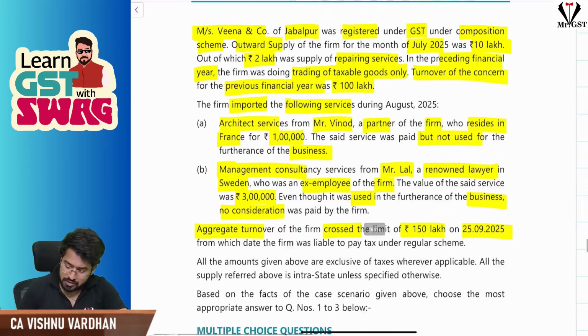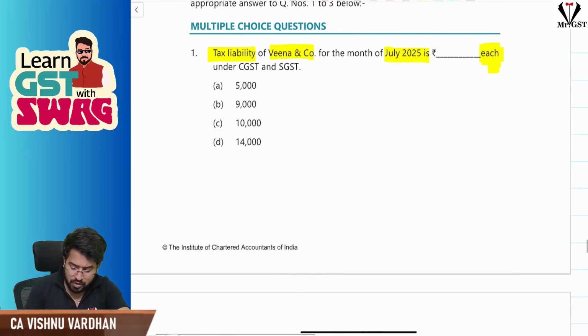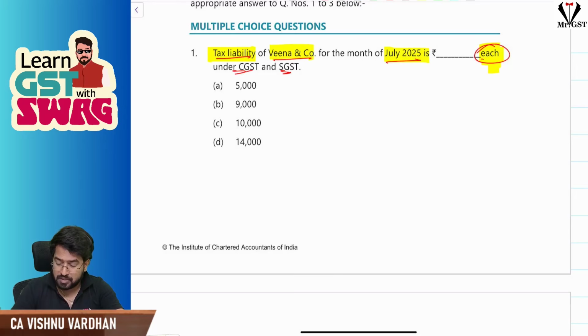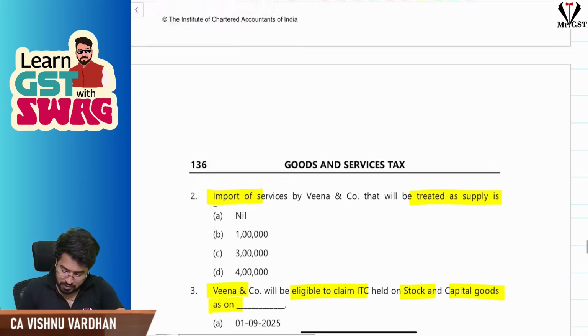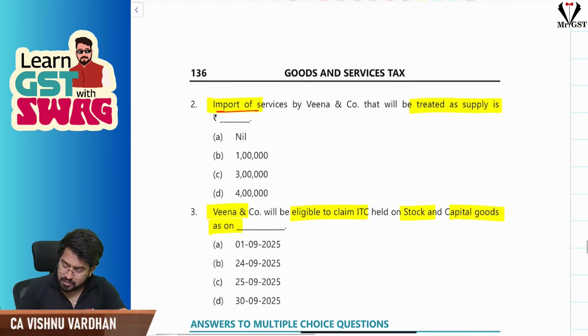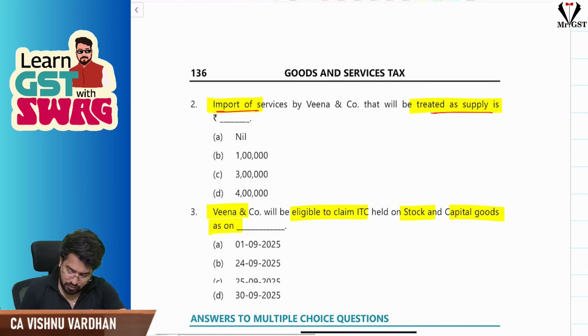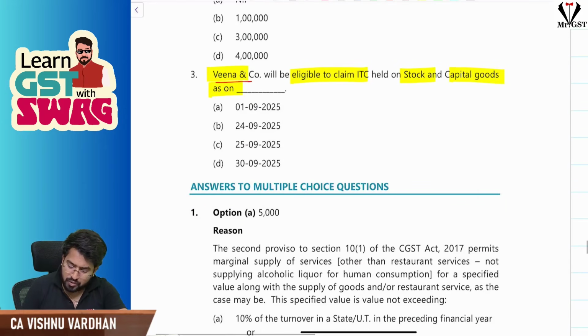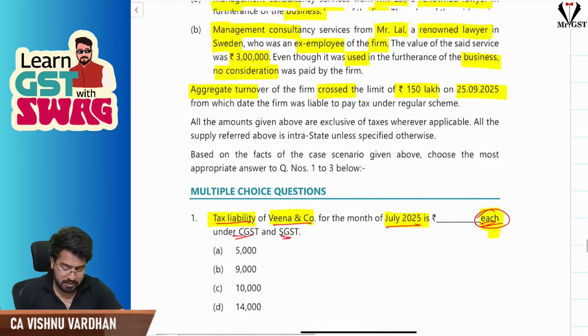So next, in this case scenario, if you see the questions, simple, a small case study. Tax liability of Veena and Co for the month of July. You have to see here each under CGST, SGST is important. So please be careful with these type of traps. Next, import of services which is treated as supply, the value you have to find here. Next, Veena and Co eligible to claim ITC on stock and capital goods as on what date? Okay, fine. Let us see this.